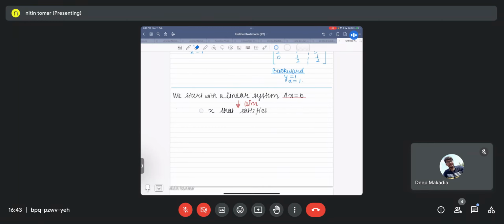Or maybe let us put it more precisely. To find some x. There can be more than one, right? That satisfies Ax equal to b. As you know, here x is unknown.